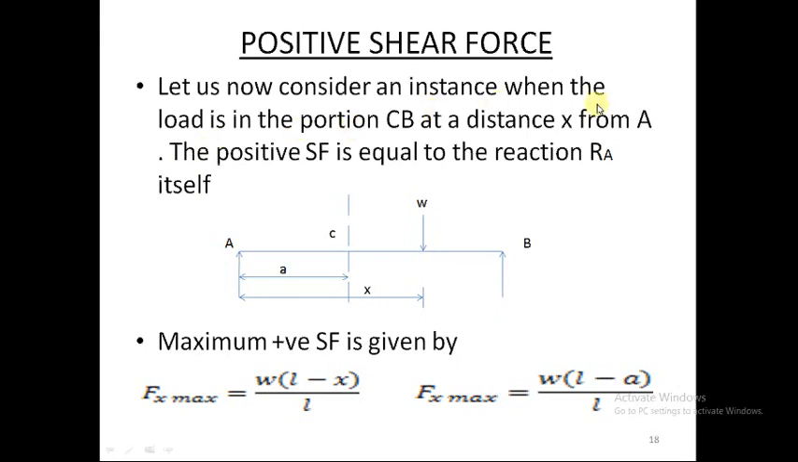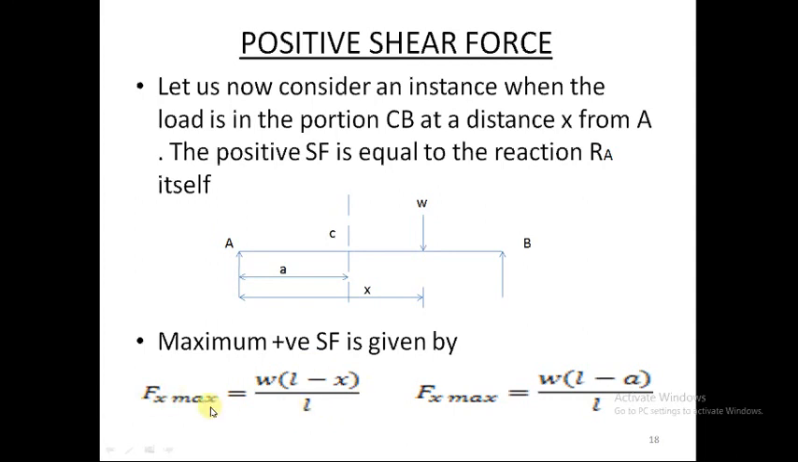To draw the positive shear force diagram, we consider an instance when the load is placed in the portion C and B, that is, in this portion, where x is greater than a. We have seen in the previous problem that when we had negative shear force, when I had placed the load between A and C, my shear force was equal to RB. Now when I place the load between C and B, my shear force will be equal to RA. So the maximum positive shear force is given by nothing but the value of RA, and we know that RA is equal to W into (L minus x) by L.